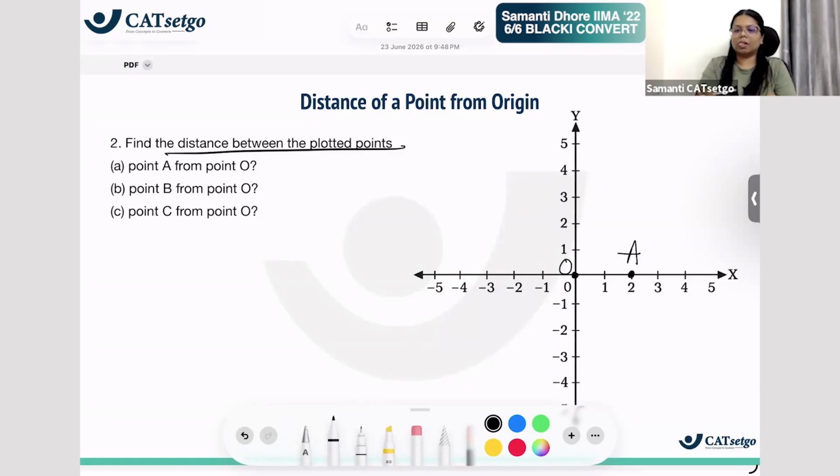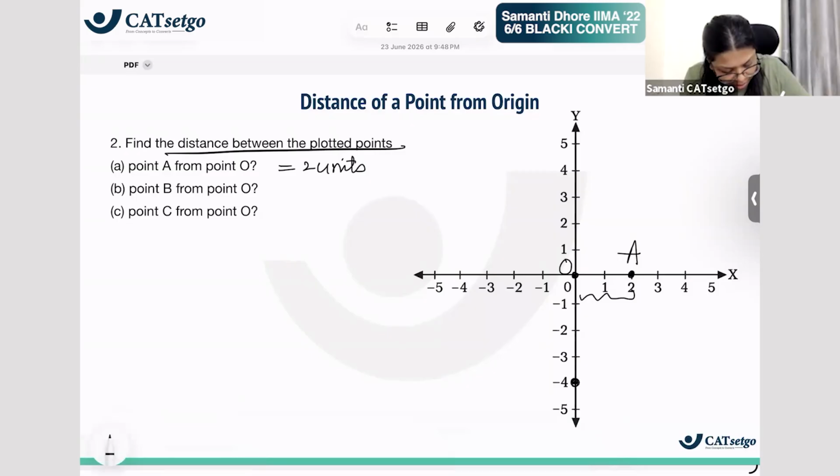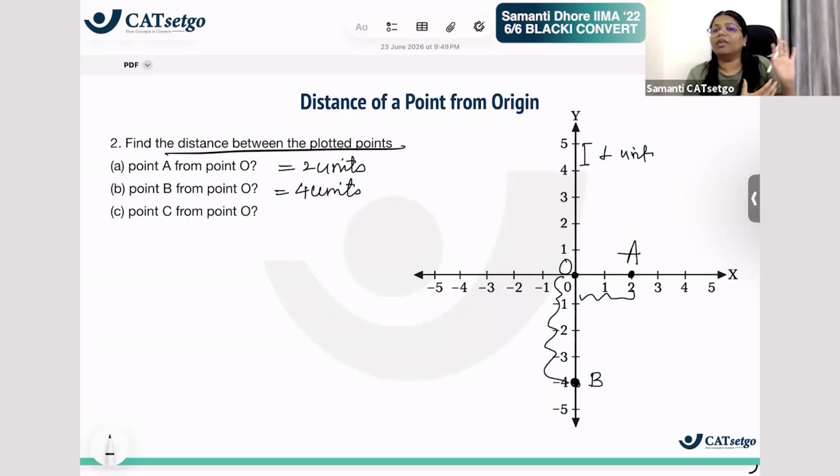What is the distance? Exactly, it is 2 units. Then let's say I plot point B here. What is the distance between origin and point B? Okay, good. So how much is it? 4 units. 1, 2, 3, 4. Between 0 and 1, this can represent 1 unit. 1 centimeter, 1 kilometer, whatever the unit is, we don't know, some unit. And the distance between O and point B is 4 units.